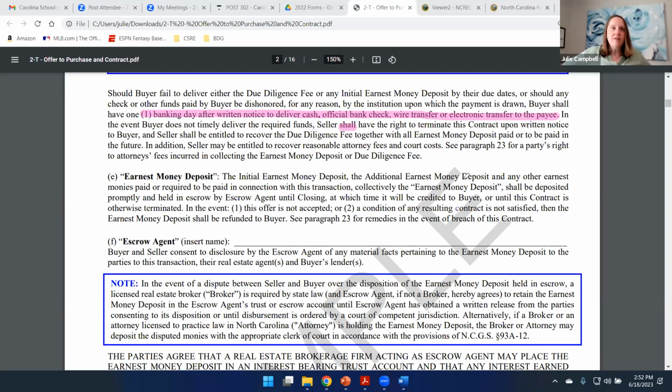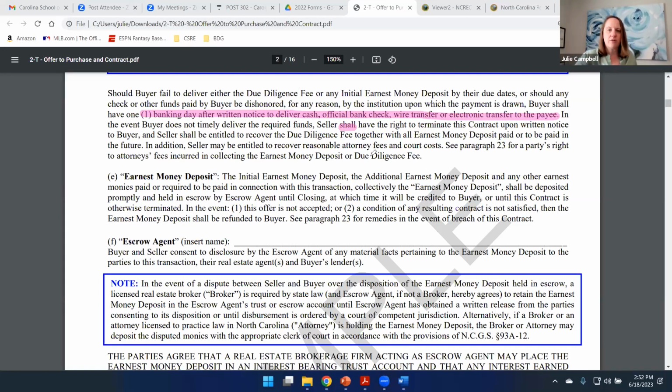An email is written notice, right? So that's sufficient. But NCAR does have a form that we can use if you're the listing agent and you haven't received this money yet, or it's bounced. We do have a form that we can look at.